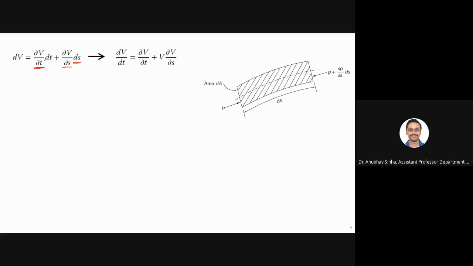So I can write, if you divide everywhere by dt, dv by dt is equal to del v by del t plus ds by dt times dv by ds. This term ds by dt, can I write it as velocity? Yes. So this will be velocity into dv by ds. This is what is written here.